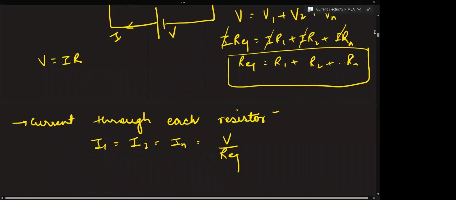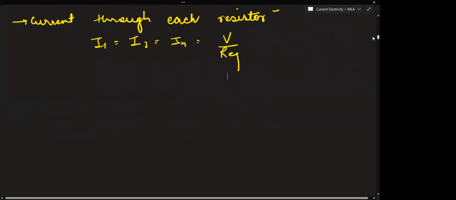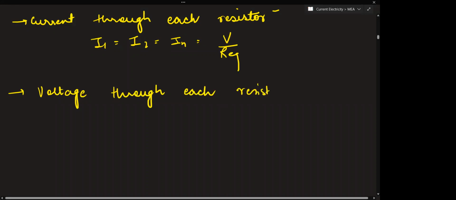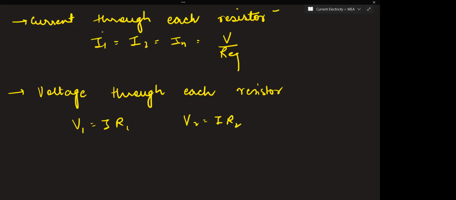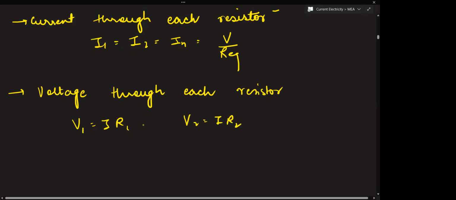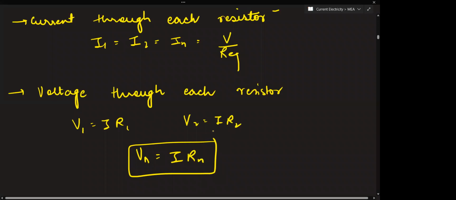And then you can also be asked to calculate the voltage across each resistor, similar to current across each resistor. So it will be what? Voltage across each resistor. V1 will be simply IR1. V2 will also be IR2. Current will be remaining the same. Current will be the same, but resistors are different. So R1, R2. So even if it is N, Vn will be IRn. This will be the voltage across it.